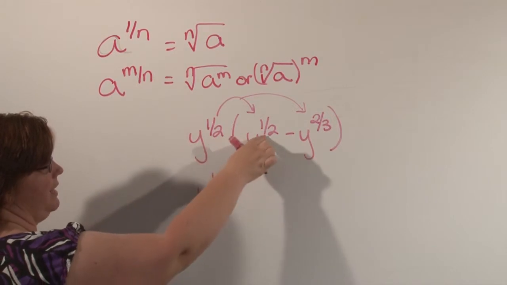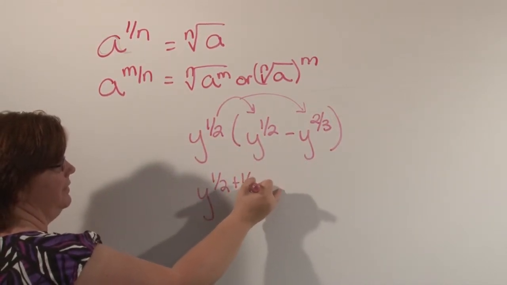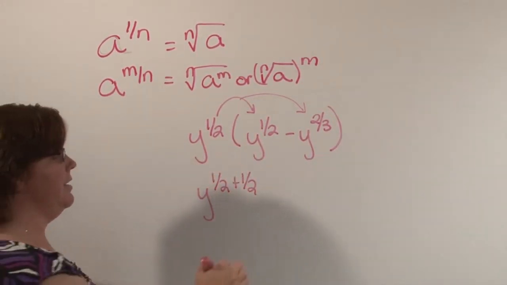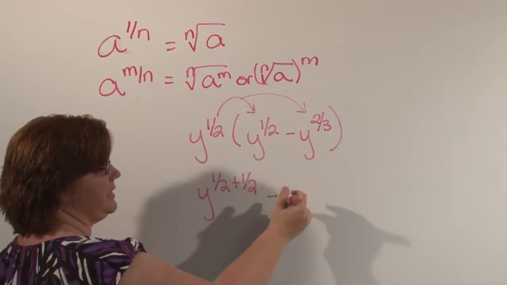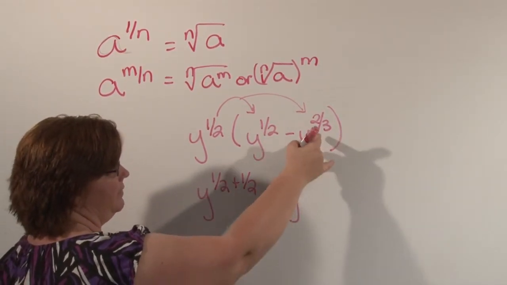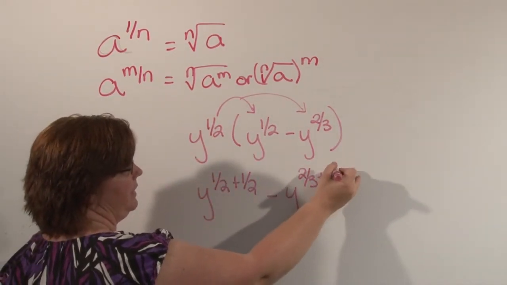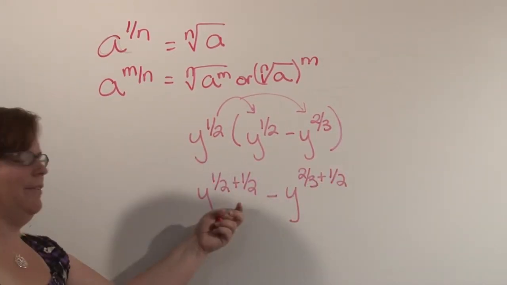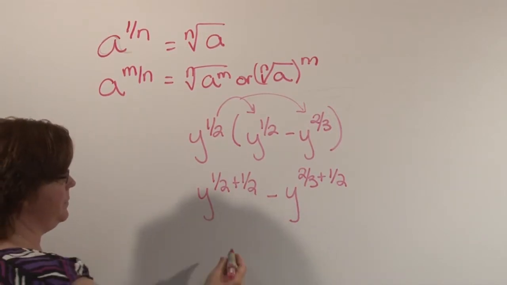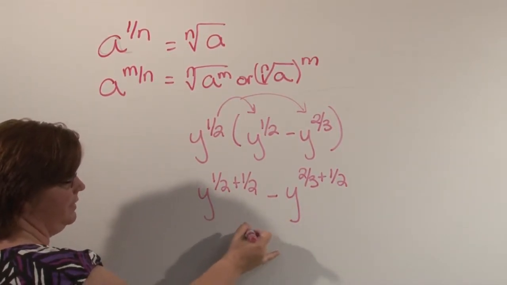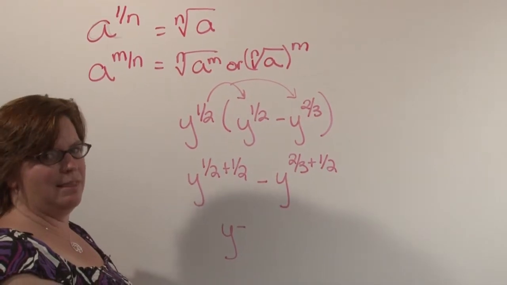So we'll have this 1/2 plus that 1/2. And that takes care of these two together. Our minus sign comes down, and now we have the 2/3, and we're going to distribute it plus that 1/2. Well, 1/2 plus 1/2 is a whole, so we go ahead and keep the y to the first power. We don't need to write the 1.